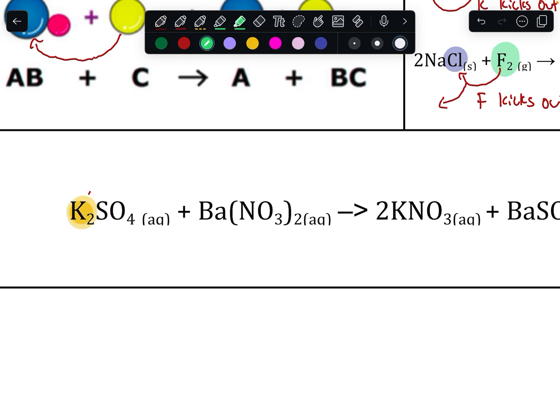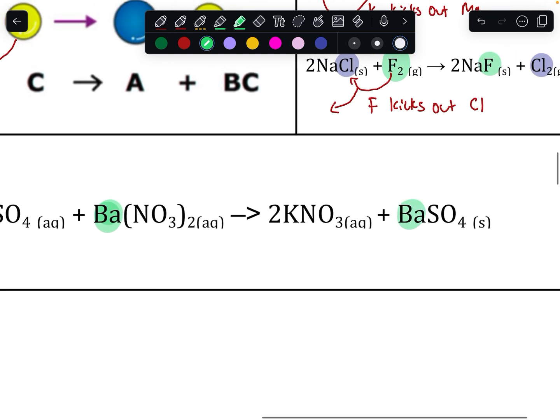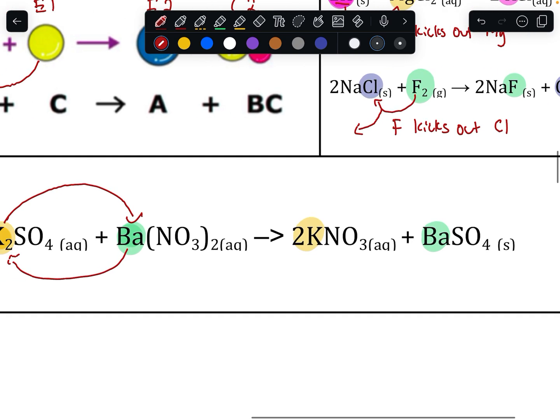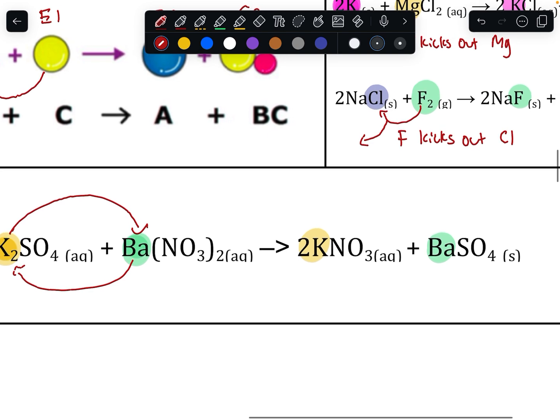And so we have two metals here, the K and the Ba, and to the right, we can see that the Ba has almost switched spots with the K. Okay, so we have a double swap here where both metals are going to start with one anion and then they're going to end on a different one. Okay, so they both switch spots. The K starts on the SO4 and ends on the NO3. The Ba started on the nitrate and ended on the SO4.